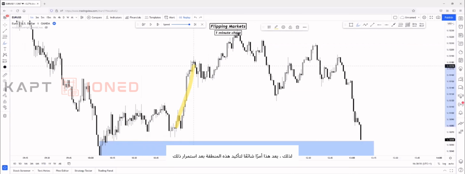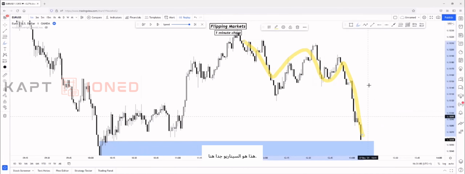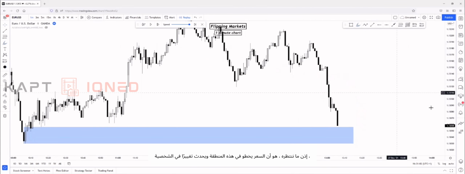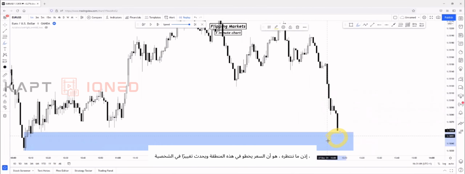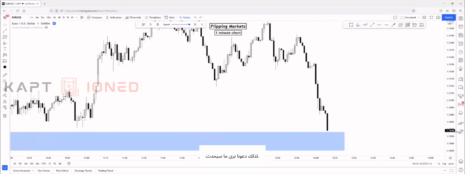After this, it just continues to break structure to the upside until it reaches its turning point. And after the turning point, it turned into a bearish trend. So this is a bearish scenario here. What we are waiting for is that price taps this zone and creates a change of character or a flip after the zone tap. Okay, so let's see what happens.